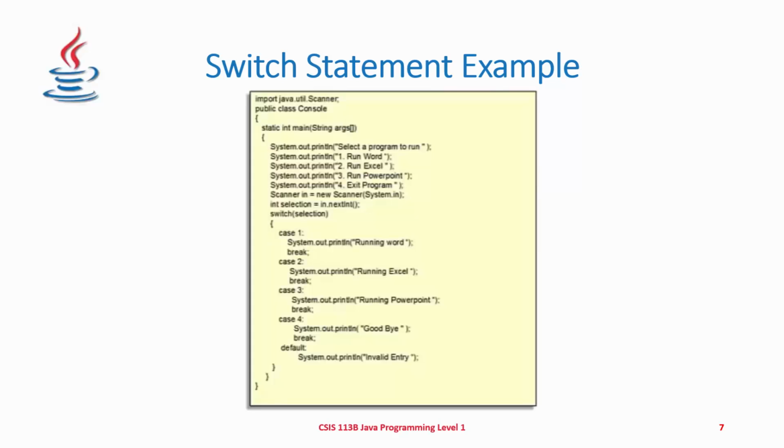So in case the value is 1, then we're going to output running Word, and then notice the break there. If the selection value is 2, then we're going to print out running Excel. Again, we have the break. If the selection value is 3, we are going to print out running PowerPoint. Again, a break. If it's 4, then we're going to type out goodbye. If it's none of those values, then we're going to type out invalid entry.